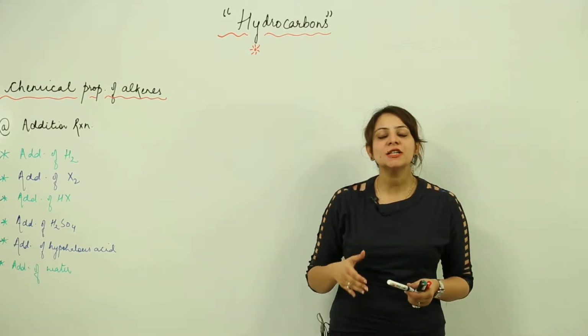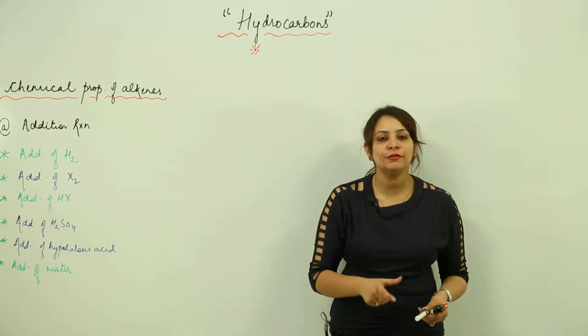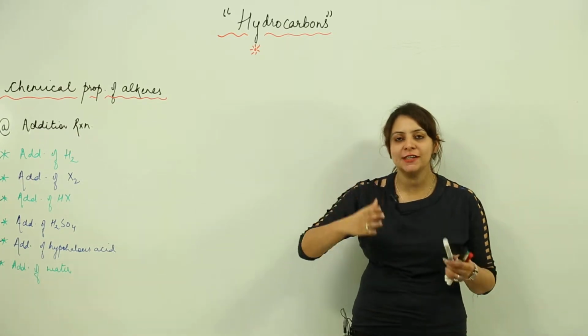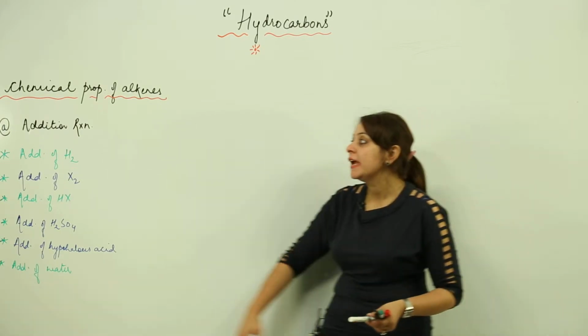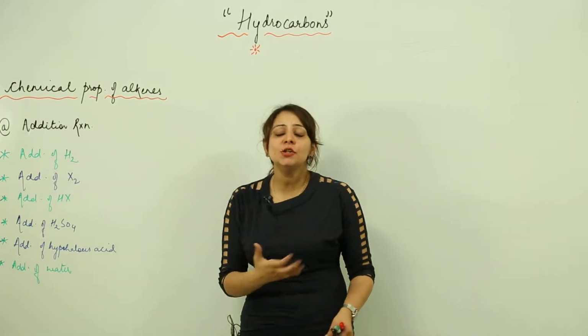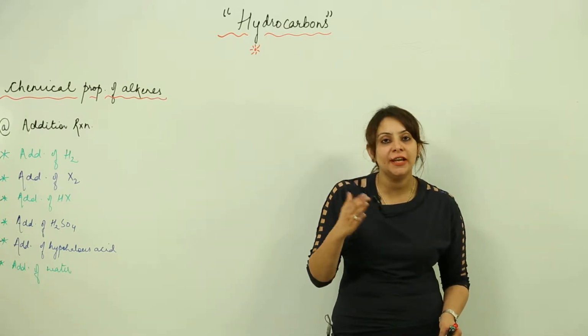Now we are going to start with the chemical properties of alkenes. The first major property, a crucial property for alkenes or an unsaturated compound, is the addition reaction. As you all know, alkanes cannot actually undergo addition reaction because they don't have an extra bond.